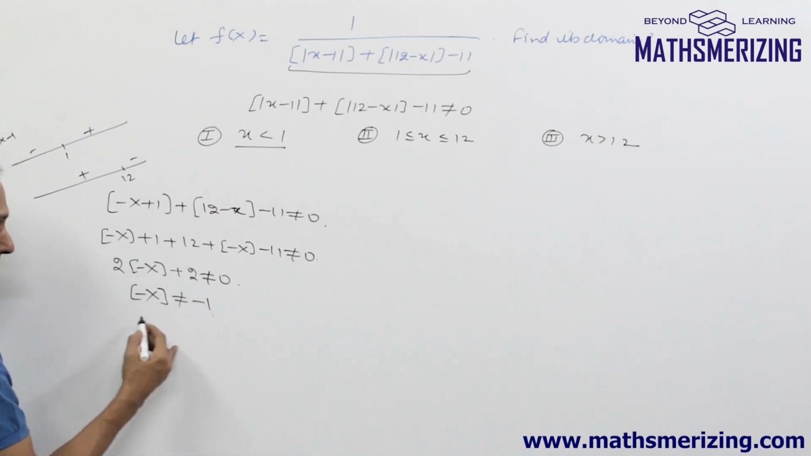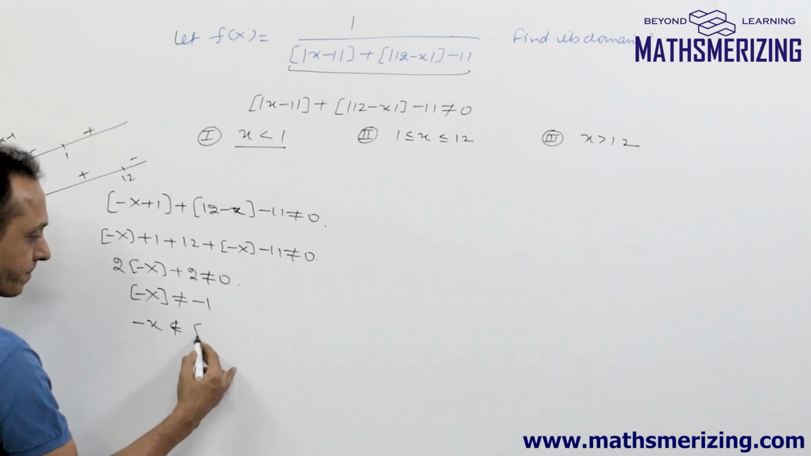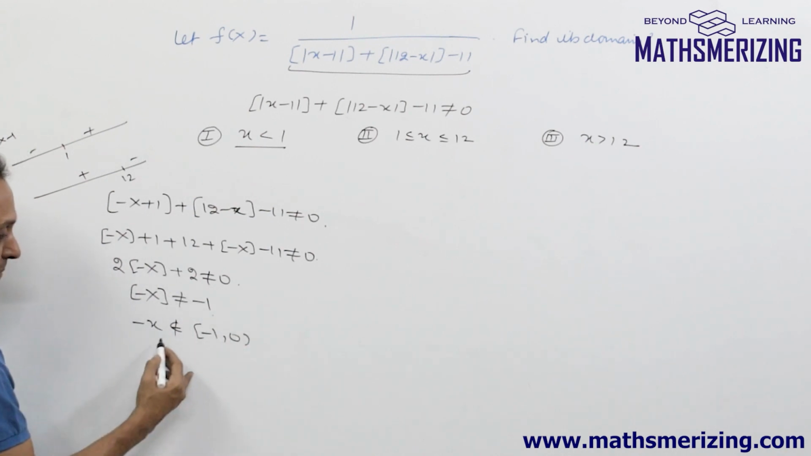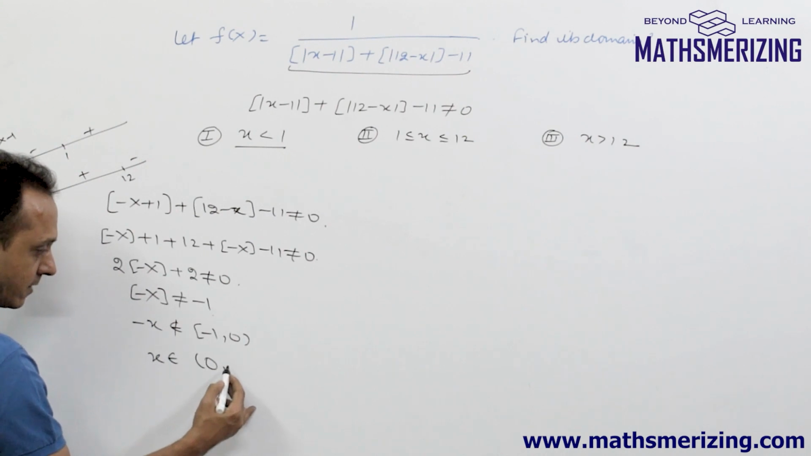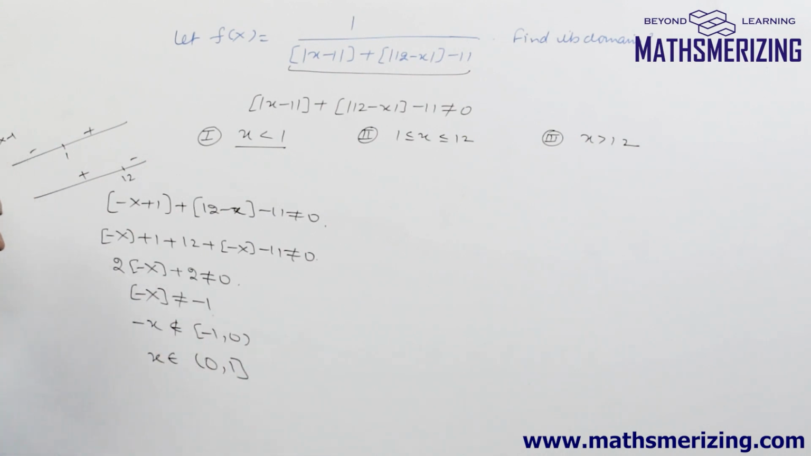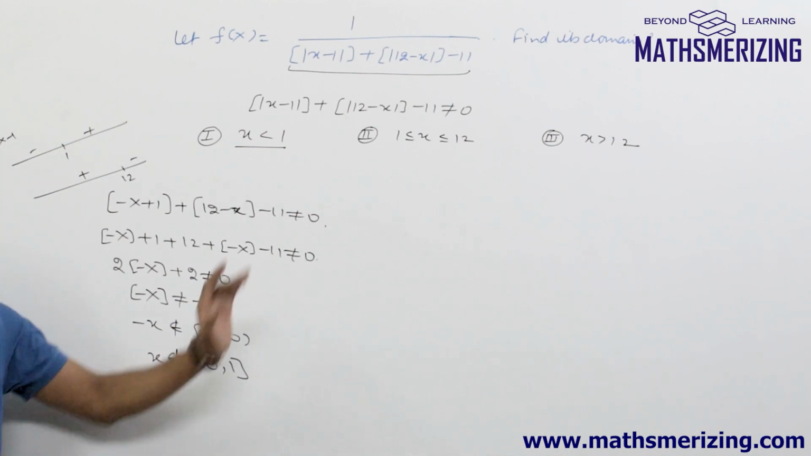So minus x should not be minus 1 simply means minus x should not belong to (minus 1, 0). If I multiply with minus, I'll get x should not lie between 0 and 1. So the value of x should not lie between 0 and 1. Now what about the second case?